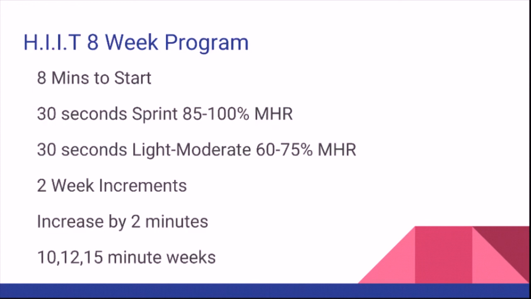The HIIT workout is focused on the aerobic and anaerobic side of things. The template is go hard for 30 seconds, reaching 80 to 100% of my maximum heart rate, then 30 seconds light to moderate, reaching 60 to 75% of my maximum heart rate, starting with 8 minutes and every 2 weeks progressing from 8 minutes to 10 to 12 to the final 15 minutes.